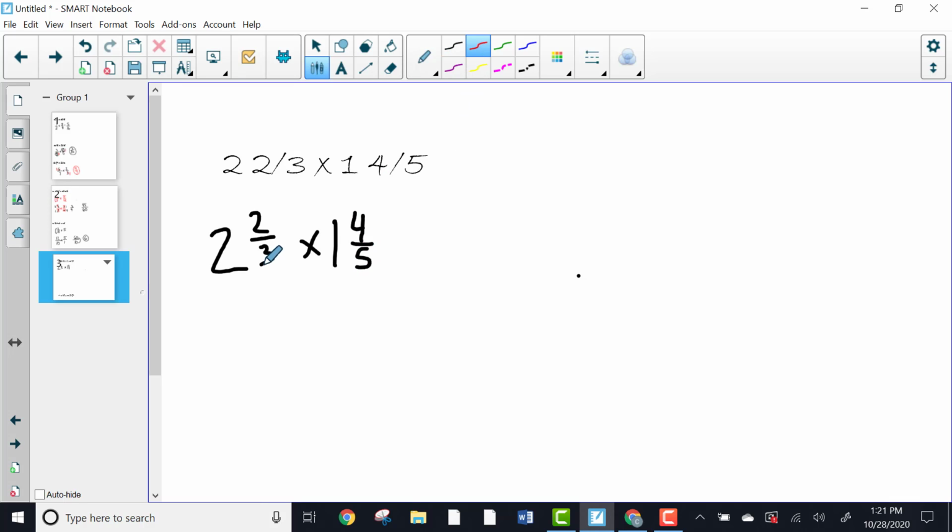I'm going to use a different color ink to show you what we need to do. Multiply denominator times whole number, add the numerator. Denominator times whole number, add the numerator. 2 times 3 gives me 6, plus 2 is 8 over 3. 1 times 5 is 5, plus 4 is 9/5.